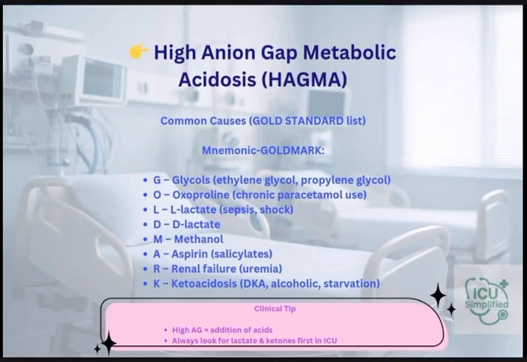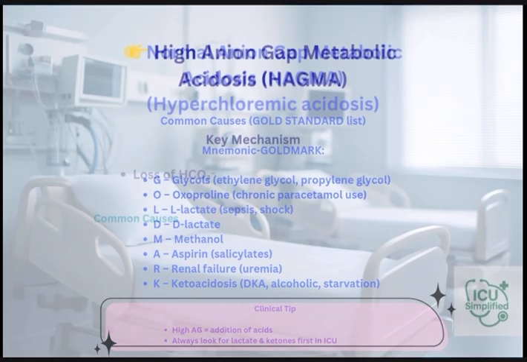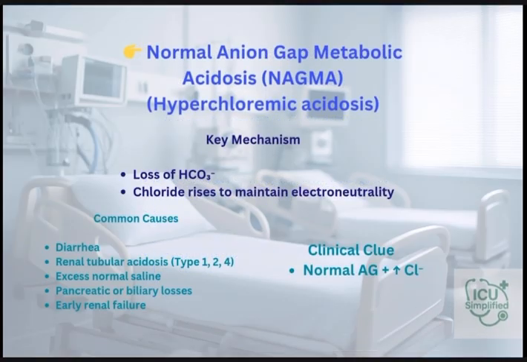A useful clinical tip to remember is that a high anion gap indicates the addition of acids to the blood. In the ICU setting, we should always look for lactate and ketones first, as these are the most common and immediately treatable causes. Now let's move on to normal anion gap metabolic acidosis, also known as hyperchloremic metabolic acidosis.